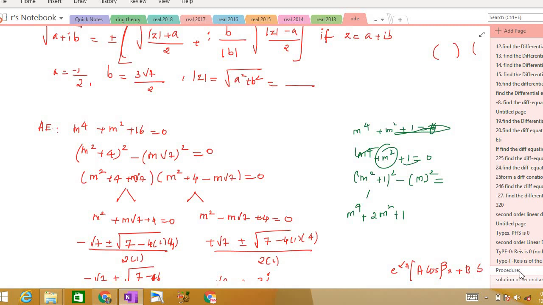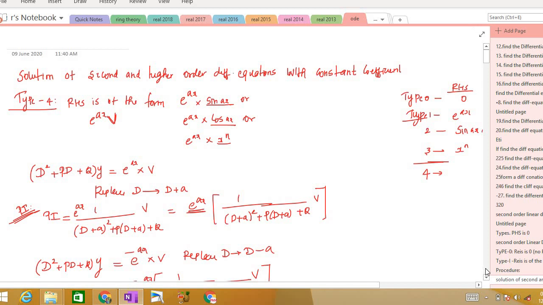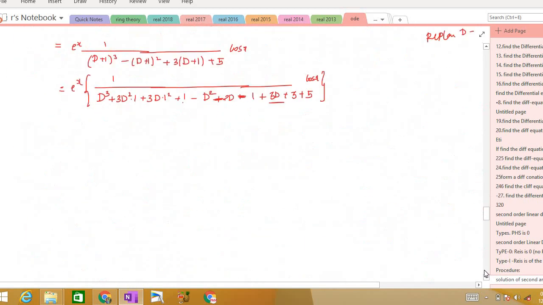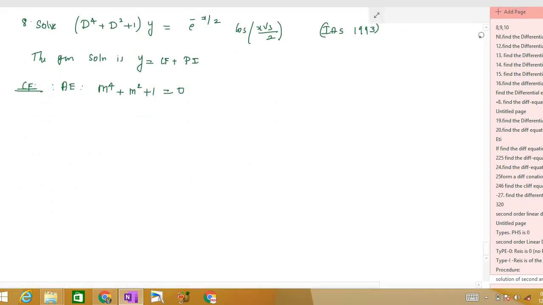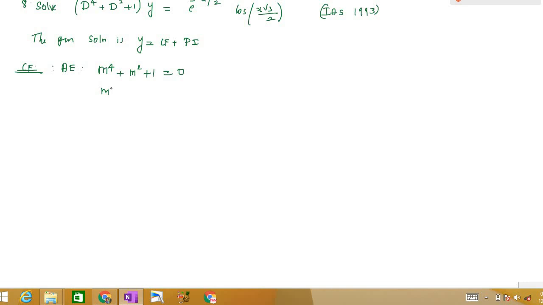So how I'm going to write this is, I can write this as m square plus 1 whole square minus m square, right? That is what I have discussed so far. So here a square minus b square gives m square plus m plus 1 into m square minus m plus 1. I'm just interchanging the terms, is equal to 0. Now we solve this equation separately.